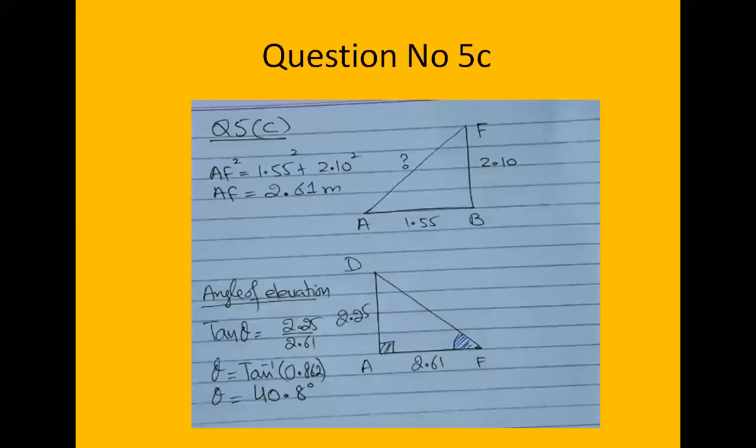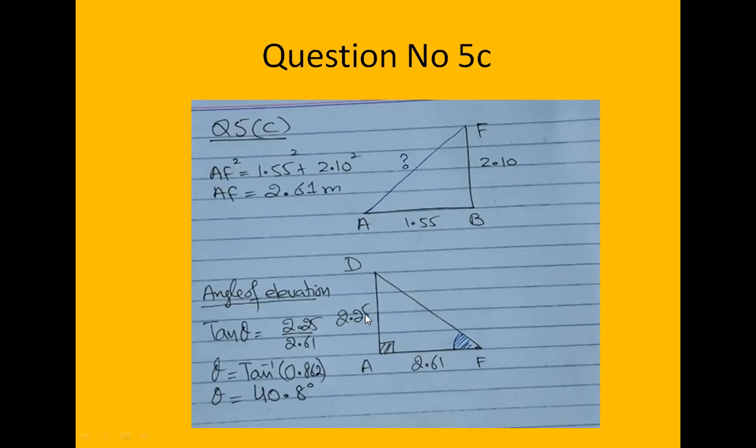Then I will take the triangle AFD. I want to know this angle. This is the angle of elevation of the point D from the F. I know that AF is 2.61, and I know that AD is 2.25. I want to know this angle.